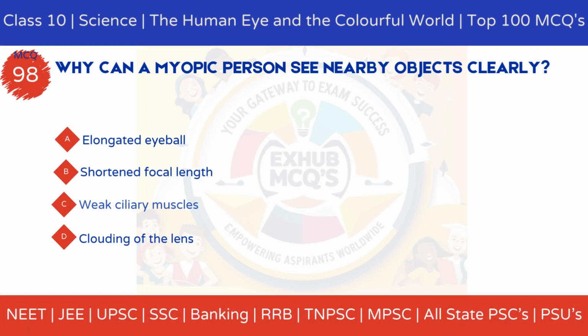MCQ 98. Why can a myopic person see nearby objects clearly? Option A, elongated eyeball. Option B, shortened focal length. Option C, weak ciliary muscles. Option D, clouding of the lens.